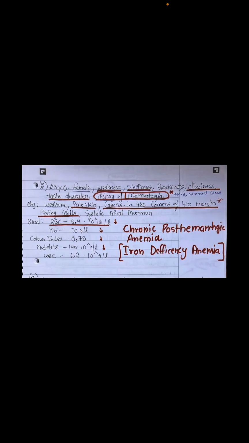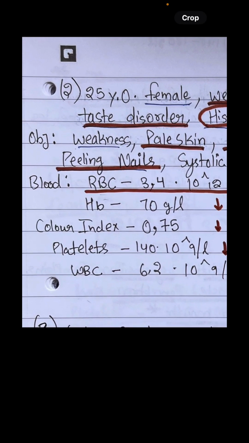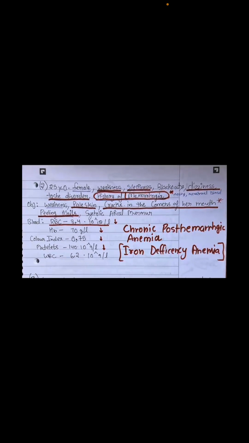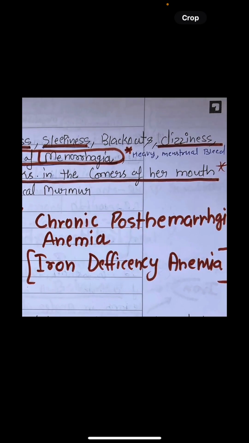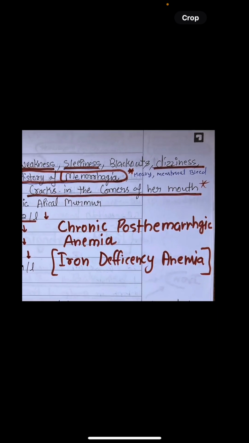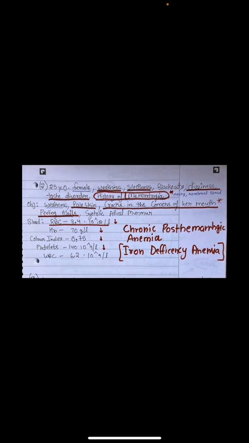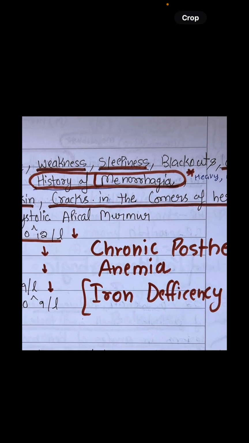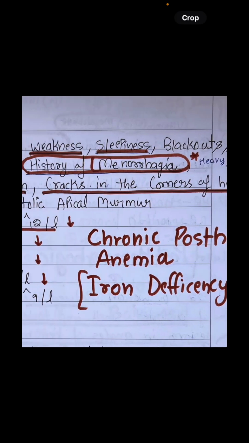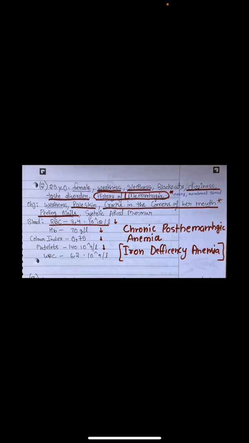And next, let's see the iron deficiency anemia. So we know that when the color index is low, it's iron deficiency anemia, also known as chronic post-hemorrhagic anemia. Sir, why post-hemorrhagic anemia? Because when the patient loses blood, he loses iron along with the blood due to some reason. So here the patient has menorrhagia, which is heavy menstrual bleeding. After the heavy menstrual bleeding, the patient got iron deficiency anemia.